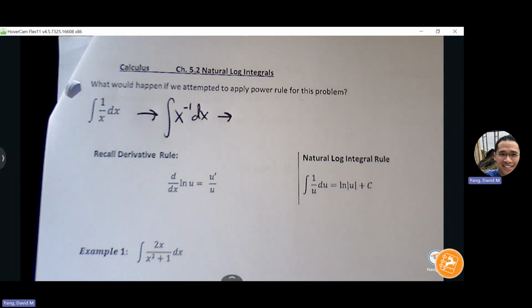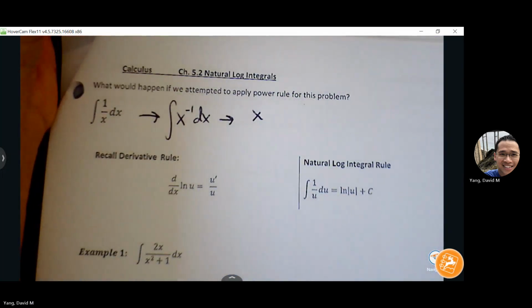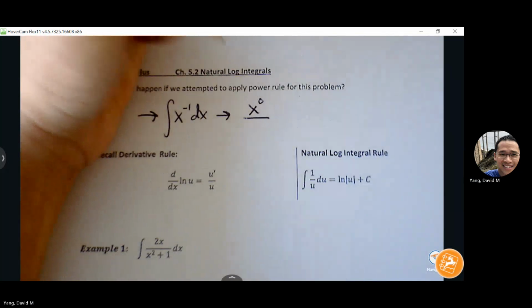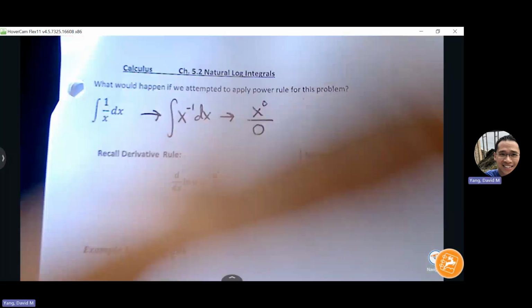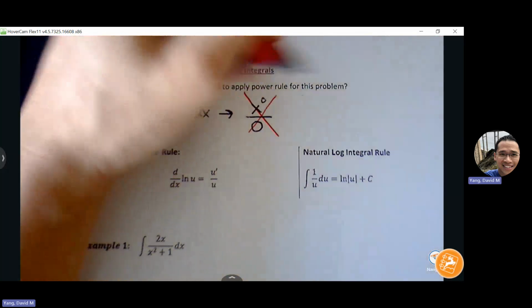Let's see what happens if we attempt power rule here. We add 1 to the exponent and divide by the new exponent. So this becomes x to the 0 over what? Over 0. Can we divide by 0? No. So this fails, right? Power rule does not work.